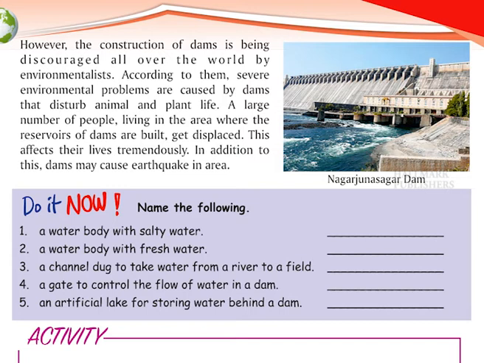However, the construction of dams is being discouraged all over the world by environmentalists. According to them, severe environmental problems are caused by dams that disturb animal and plant life. A large number of people living in the area where the reservoirs of dams are built get displaced. This affects their lives tremendously. In addition to this, dams may cause earthquakes in the area. Nagarjunasagar Dam.